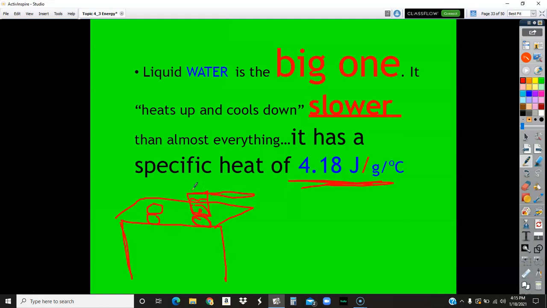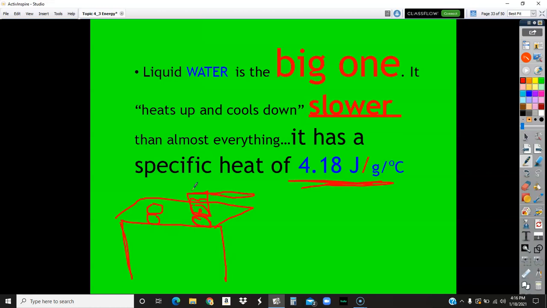If you ever boil water, does water boil quickly? No. It takes a long time to boil water. There's an old expression, a watched pot never boils. What does that mean? It means you put a pot of water on the stove, you're in a hurry. I got someplace to go, right?